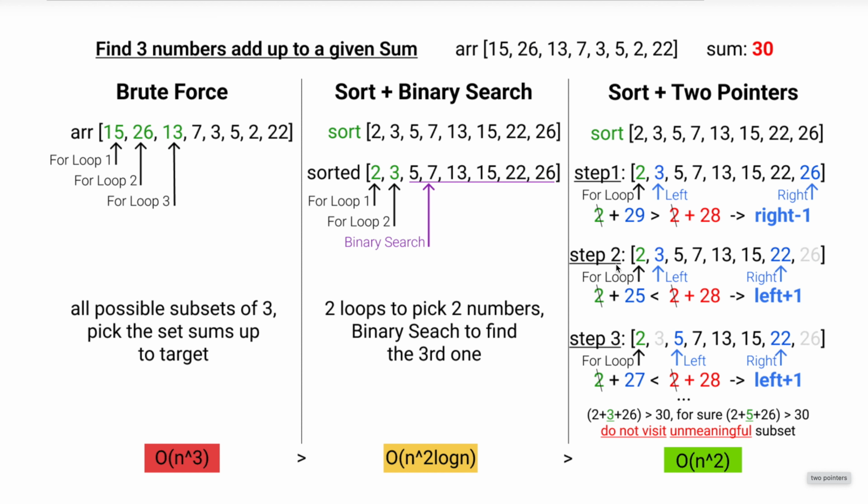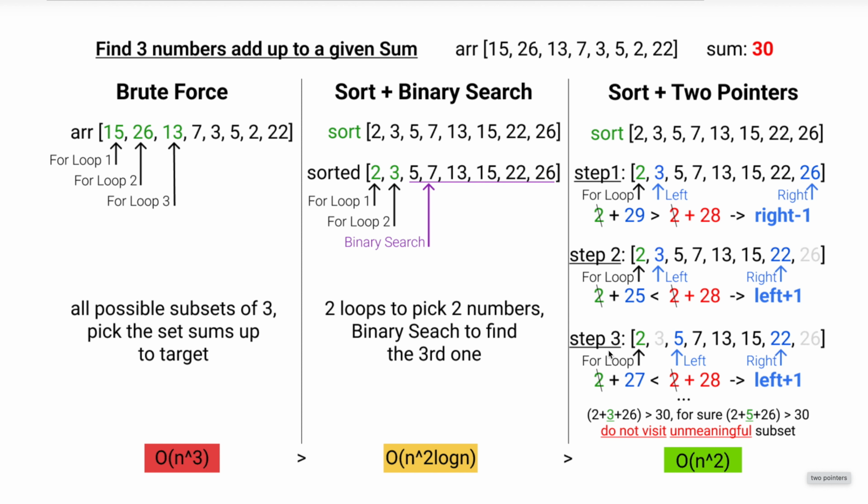For step 2, we're gonna recalculate the sum and compare it to the target sum of 30. This time we have 2 picked by the for loop, then we have 3 and 22 picked by the two pointers. So that's gonna give us 2 plus 25, and we know that it's smaller than the target sum, which is 2 and 28. In this case, we're gonna move the left pointer to the right. So if we move the left pointer to the right, we know that the sum of the two pointers is gonna increase, and we want it to increase and match 28.